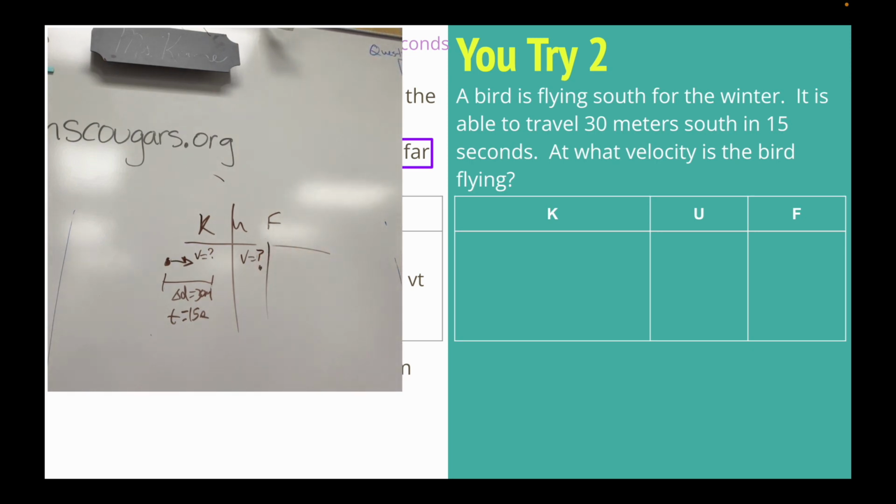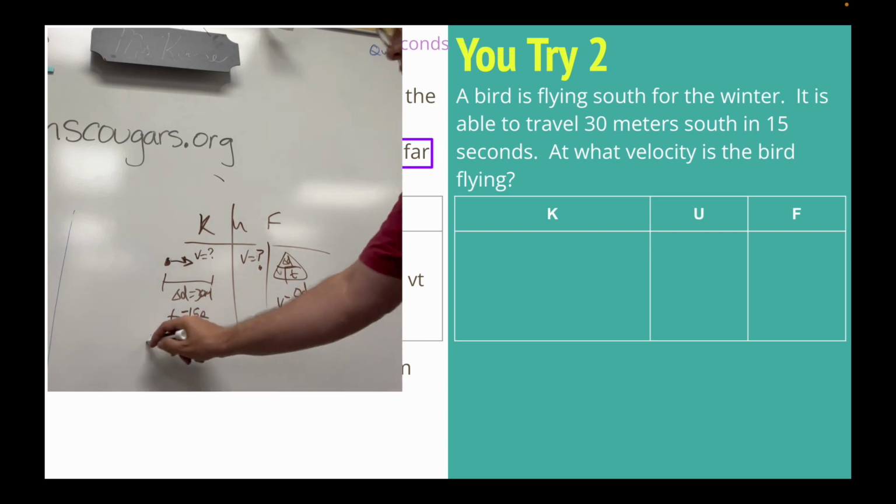Okay? Formula. Triangle. V, delta D, T. What are we looking for? V, so cover it up. So what's our equation? V equals delta D over T. So now we're going to solve.